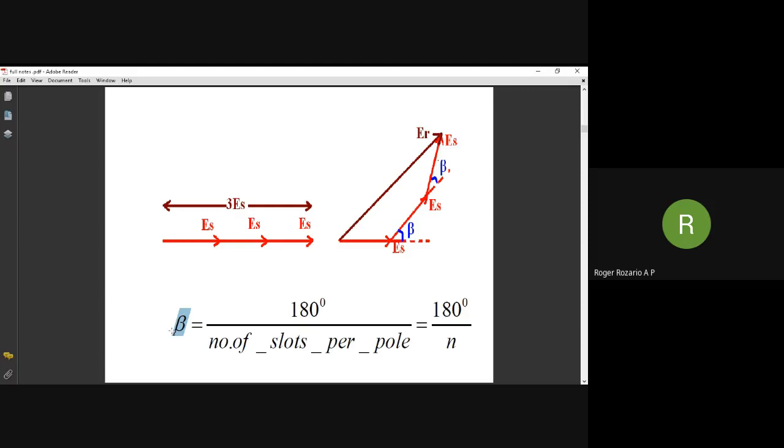So இதில் arithmetic sum கண்டுபிடிக்கணும். அதுக்கப்புறம் vector sum கண்டுபிடிக்கணும். Arithmetic sum எப்படி கண்டுபிடிப்பீங்க? ES plus ES plus ES, that is 3 ES. ES is the EMF induced in the first slot. This ES displaced by an angle beta is the EMF induced in the second slot winding, and this ES displaced by an angle beta with respect to this slot is the EMF induced in the third slot. So இதோட vector sum எப்படி கண்டுபிடிப்பீங்க? Since vector has both magnitude and direction, you have to take both these angles also. இப்போ இந்த ER is 3ES. Arithmetic sum is 3ES. What is the vector sum? That is what you are going to calculate in the next step.